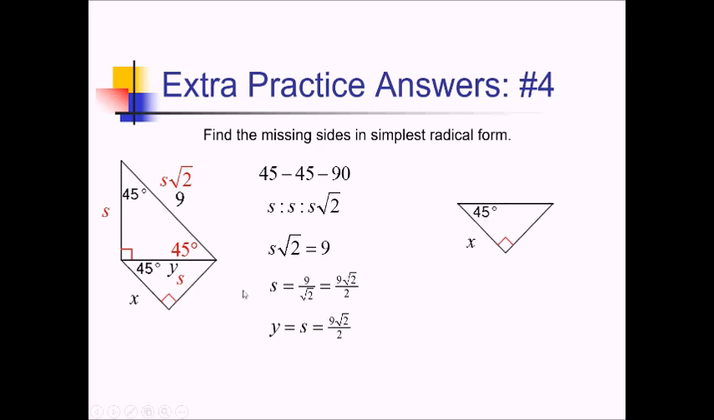And because I already found the value of y, which happens to be the top of this triangle as well as the bottom of the other, it's a shared side. Let me put y up here. So this is 9 radical 2 over 2 that I just found.